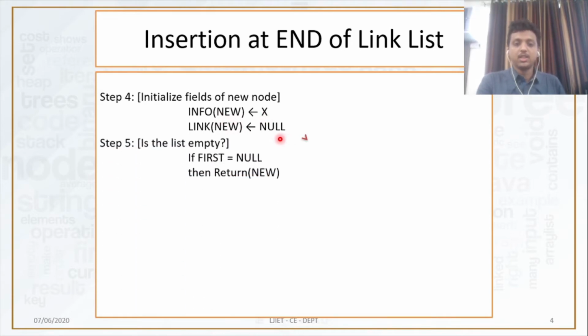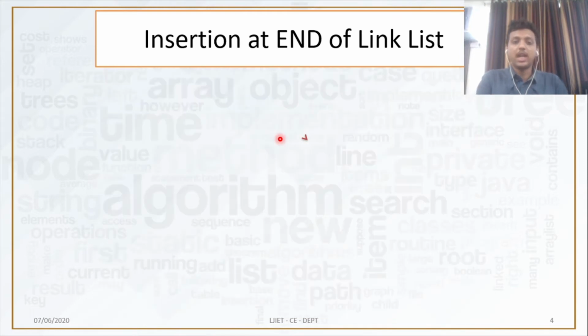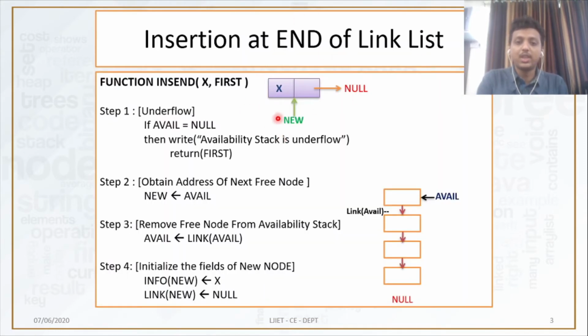Got it? So next is, is the list empty? Students, tell me, if the list is empty, then what happens? If the list is empty, then the first pointer is pointing to null, because first is the pointer which points to the first node of the list. But here the first pointer is null, that means the linked list is empty. If the linked list is empty, then whatever node you fetch from the availability stack, you just need to return it.